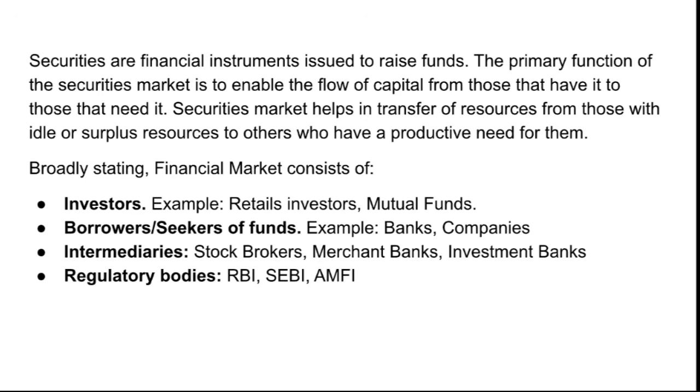And that is what securities is. So broadly stating, a financial market can consist of all these different types of participants. Investors like me and you, which are also called retail investors, and also there are many of us who are investing in mutual funds. Second is called borrowers or seekers of funds. They can be banks or companies. Third is intermediaries. They can be stockbrokers, merchant banks, investment banks.